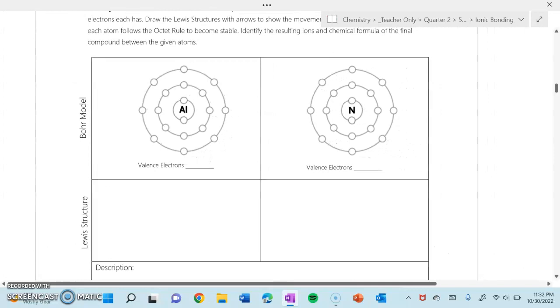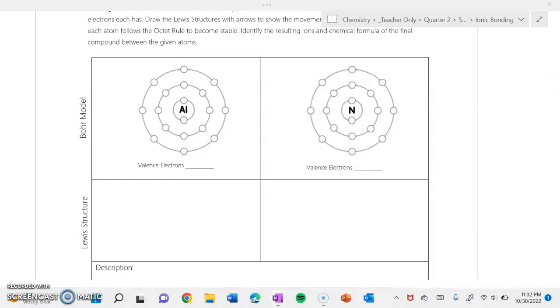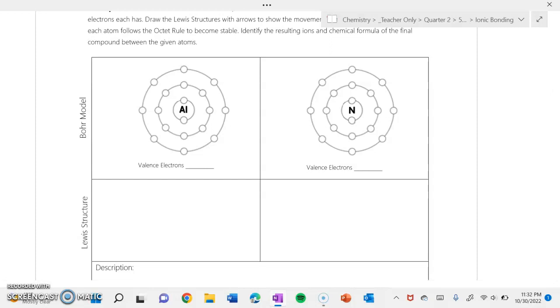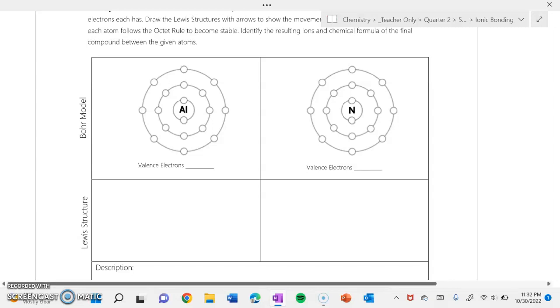We have aluminum and nitrogen. Aluminum is a metal. Nitrogen is a nonmetal. So these two, when they bond together, will form an ionic compound. If you look at your periodic table, you will see that aluminum has 3 valence electrons, but it has a total of 13. So we're going to shade in our 13.